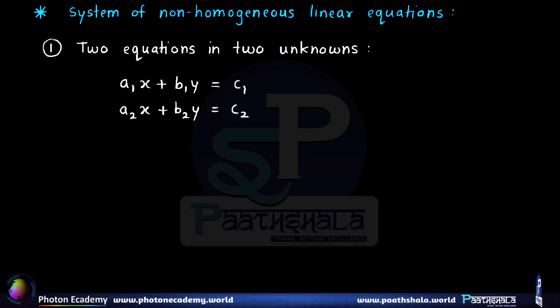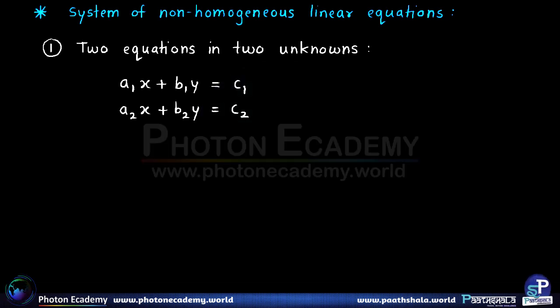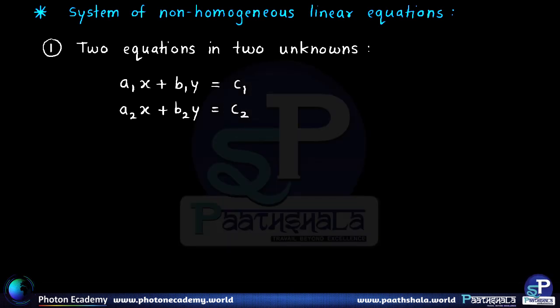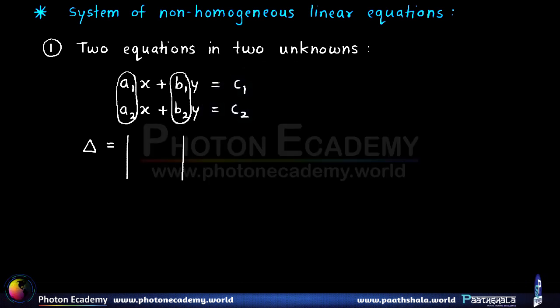So here we can see two equations written in general. By non-homogeneous we mean the constant terms in the two equations are not all zero, that is, there is at least one non-zero constant term in the two equations. Now to solve these equations, first of all we find a determinant delta given by the coefficients of variables x and y. You see the coefficients of x are a1, a2 and coefficients of y are b1, b2. So if we make a determinant of them, we will have a1, b1, a2, b2.